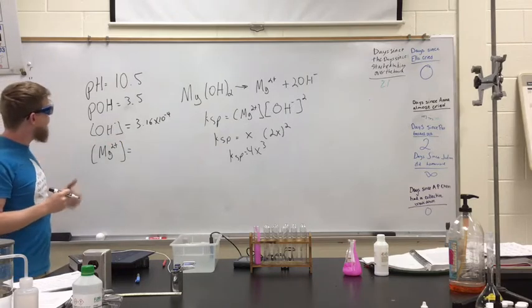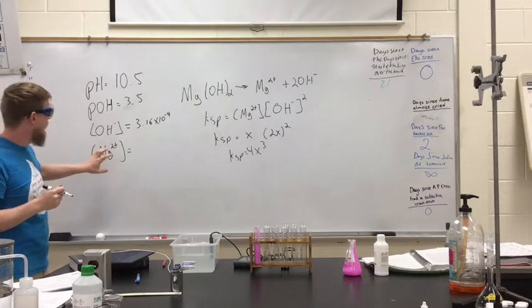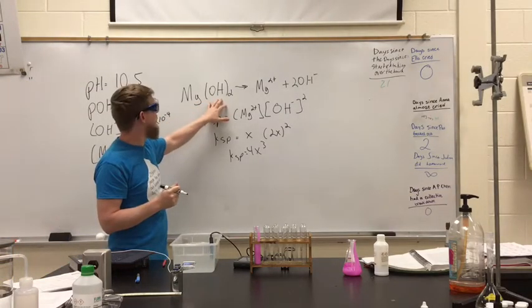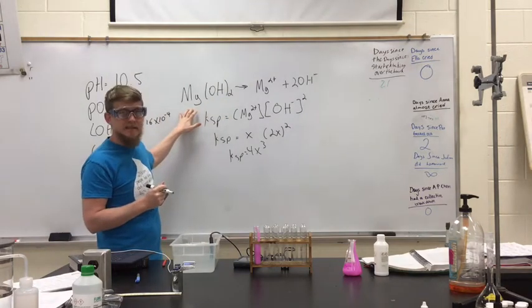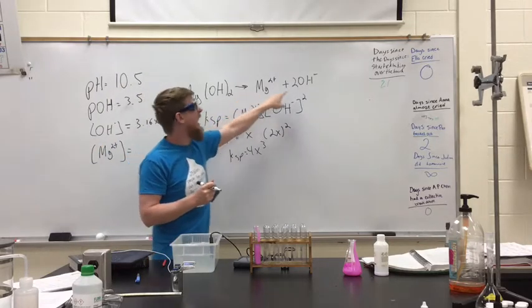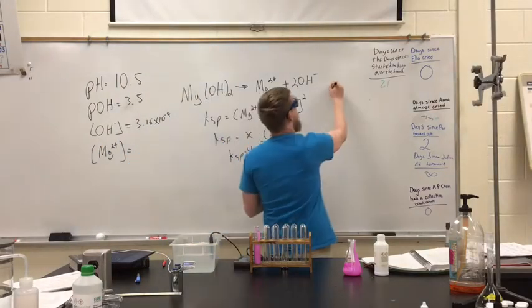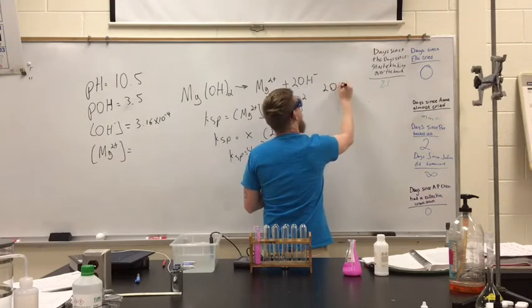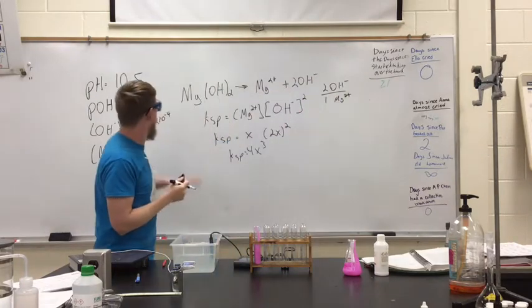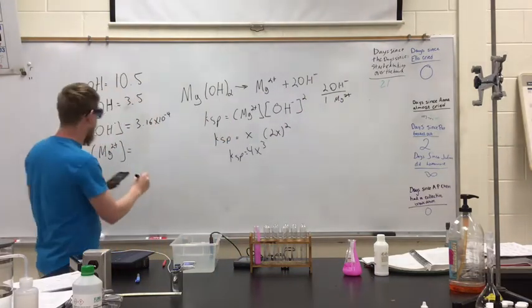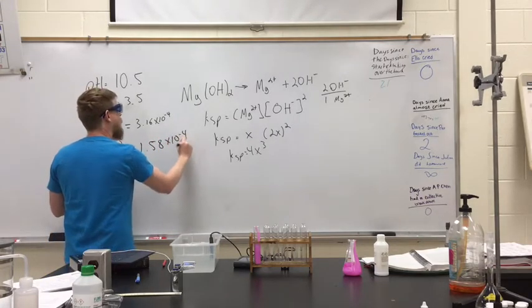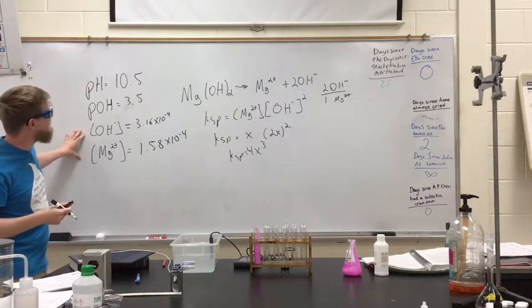All right. Now the only other thing we need to finish this off is our magnesium concentration. Hopefully you see here that there are 2 hydroxides produced for every magnesium that's in solution. So what that means is that this should be half of this. Right here is the ratio, 2 OH minus per 1 magnesium 2 plus. And so we're just going to divide it by 2 to get the concentration of magnesium, 1.58 times 10 to the negative fourth. Now we have the concentration of our 2 ions that are in solution.